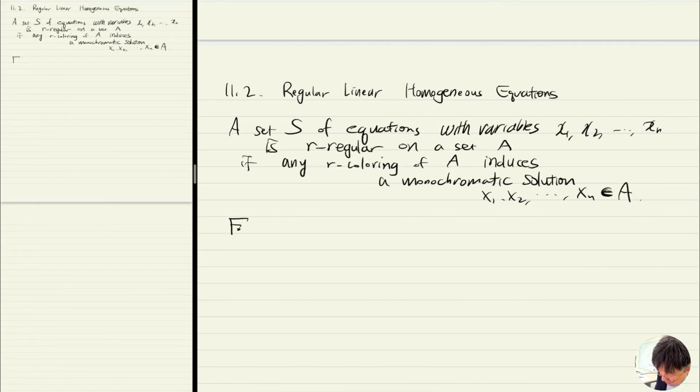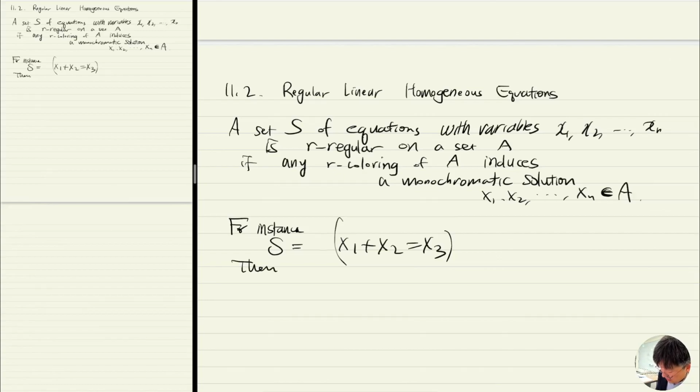So for instance, if S is like the equation, I don't know whether I can call it a set, but let's say S is x1 plus x2 is equal to x3, right? If this is the S, then by Schur's theorem, S is R regular for any R.